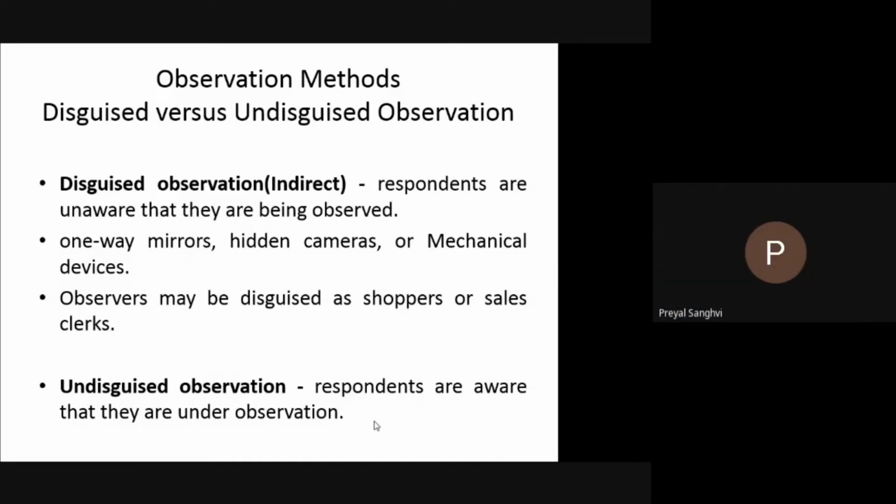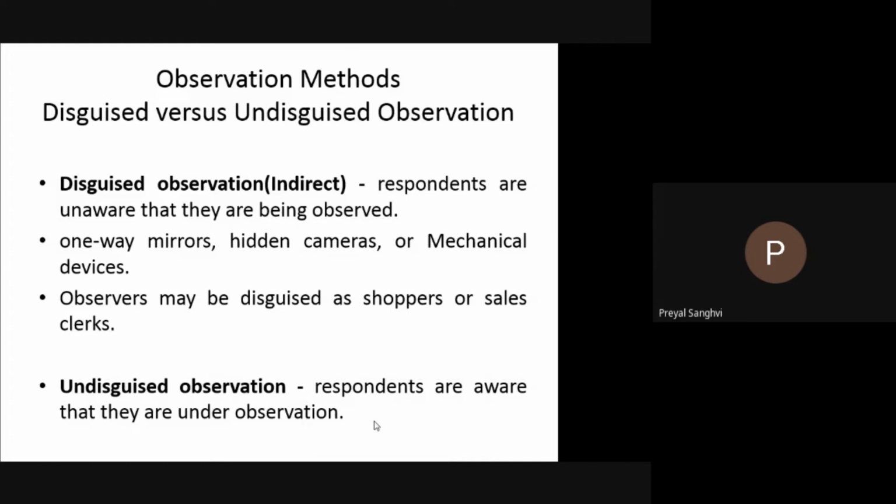So basically, for example, if a researcher is observing the shopper's behavior, in that case the respondents are unaware that somebody is observing that behavior. So this is a part of the disguised observation. If we talk about disguised observation, the respondent is unaware that somebody is observing that behavior, then it is a part of the disguised observation.